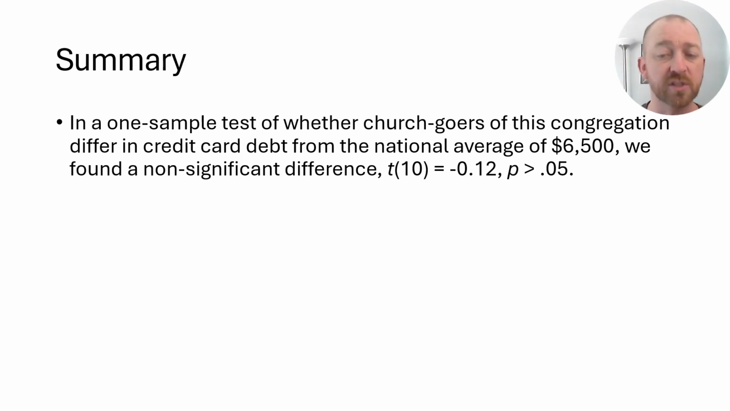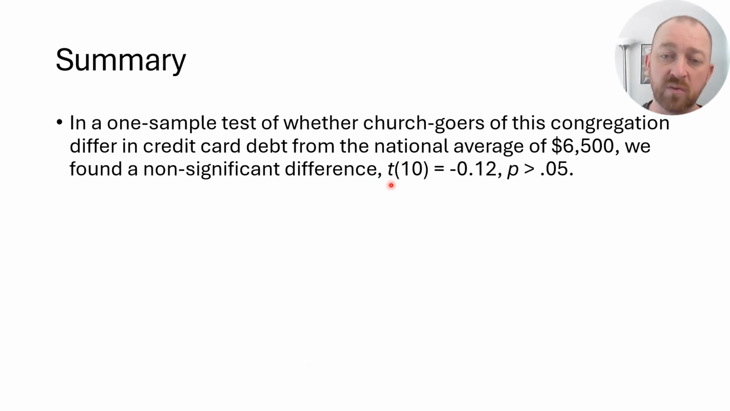So now at this point, I'll just summarize our findings. So once again, we had a one sample test. We wanted to test whether people in this particular congregation of churchgoers differed in credit card debt from the national average. And the known national average was 6,500 based on some real data. So that was the criterion we set. And what we found was a non-significant difference, meaning essentially we can't say that they're any different at all from the national average. Then again, in APA format, I present the results in this manner.